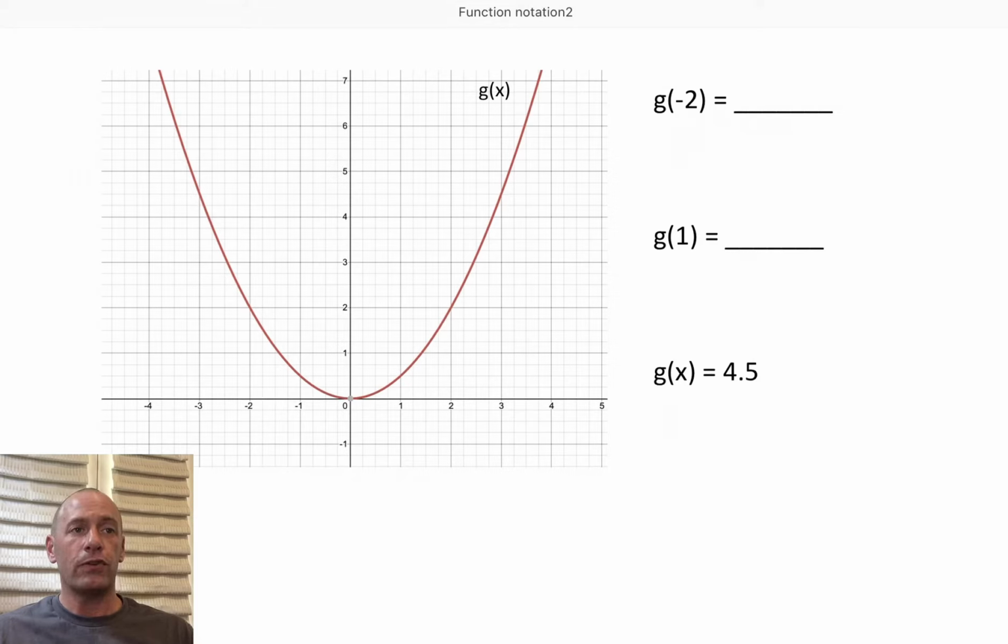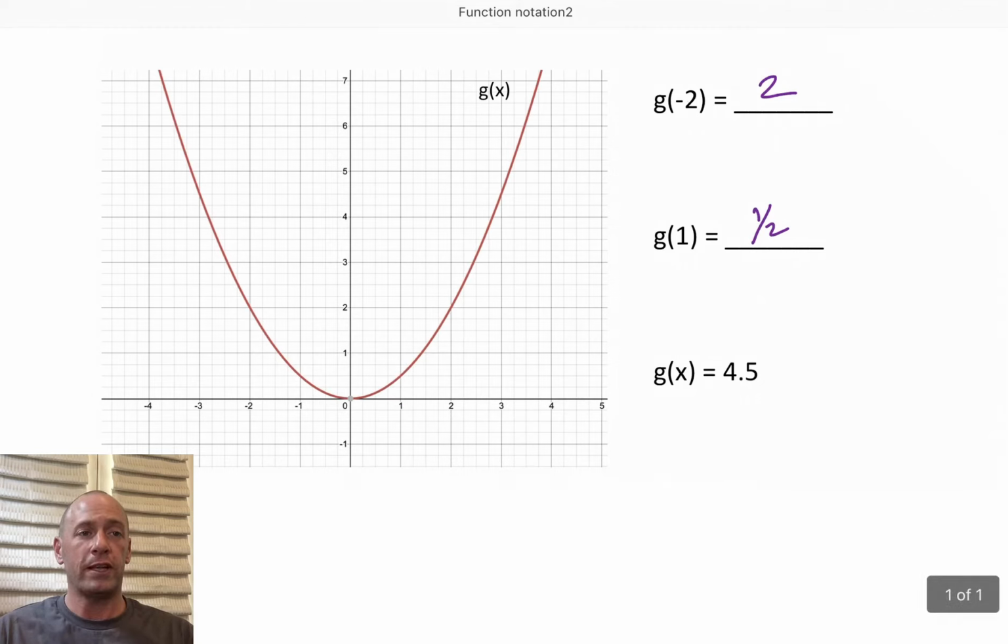So for this first case, it says what is the value of g at -2. So we find our input of -2, we follow it up until we hit the graph, and the output is 2. So as an ordered pair, it would be -2, 2. Second example, it says what is the value of the function g when x is 1? So we go over to x equals 1, follow it up, and the y value would be 1/2.